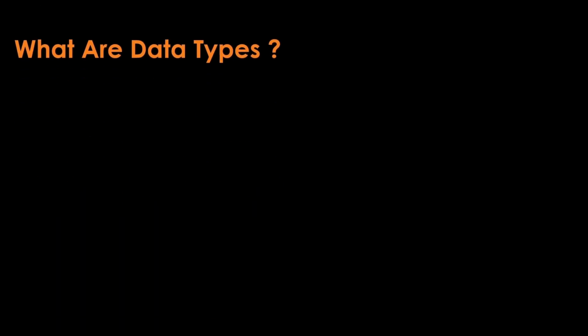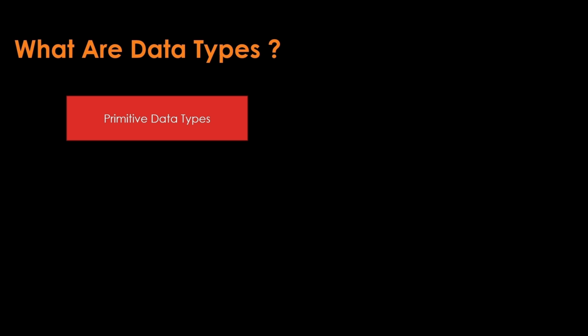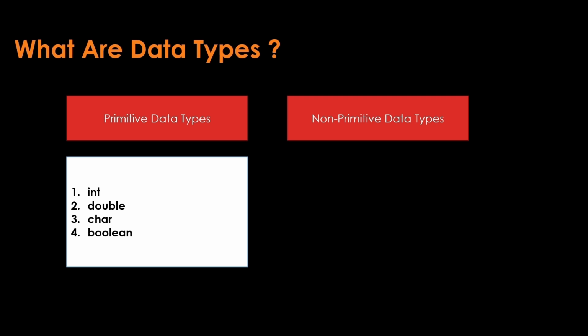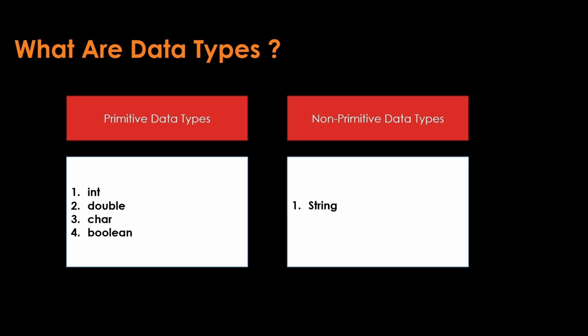Let's talk about the different data types, which is nothing but what kind of data you want to store. In Java, there are two types of data types. One is primitive data types, which store simple values predefined by the language. The other is non-primitive data types, which store complex values. In primitive data types, we have int, double, char, and boolean. Int can store an integer value, double can store a floating value, char can store a single character, and boolean can store true or false. In non-primitive data types, there is string, which is used to store a text value. There are some other non-primitive data types, but we will get to them when we use them.